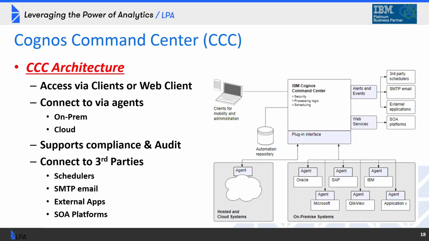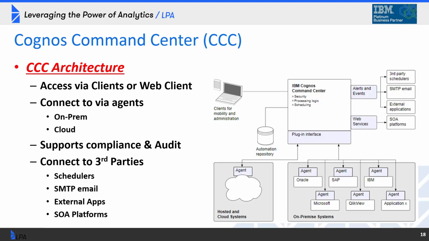The architecture is listed up here. So you can access Cognos Command Center through a client or a web client. And again, this is part of the Planning Analytics Cloud. You can connect to agents either on-premise or on the cloud. So you can set up an agent on your on-premise network to allow the data to move from on-premise to the cloud. It supports compliance and audit, and it connects to third parties.